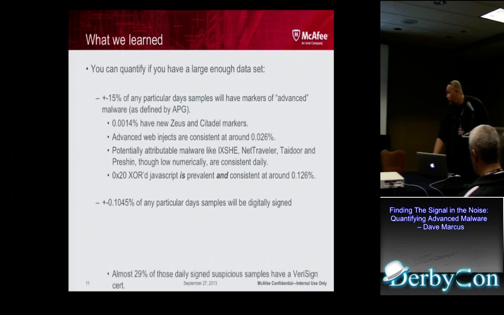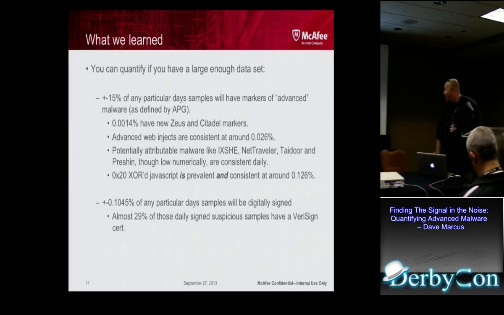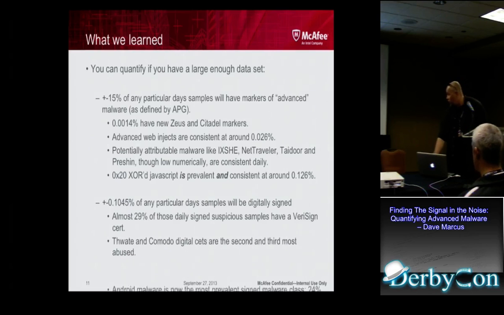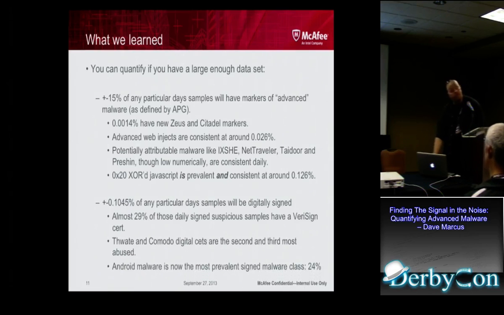Digitally signed. This is consistent at 0.129% of the dailies. This is the difference between those views of what we see daily versus what the whole back end of McAfee Labs says, right? The back end says Thawte. The dailies, 29% is actually VeriSign. So VeriSign is hugely abused on a daily basis, just from the submissions that we actually see. Thawte and Comodo are numbers 2 and 3. And Android, man, of all the Android malware we get every single day, 21 out of 24 are signed with a key, and it's usually a VeriSign key.